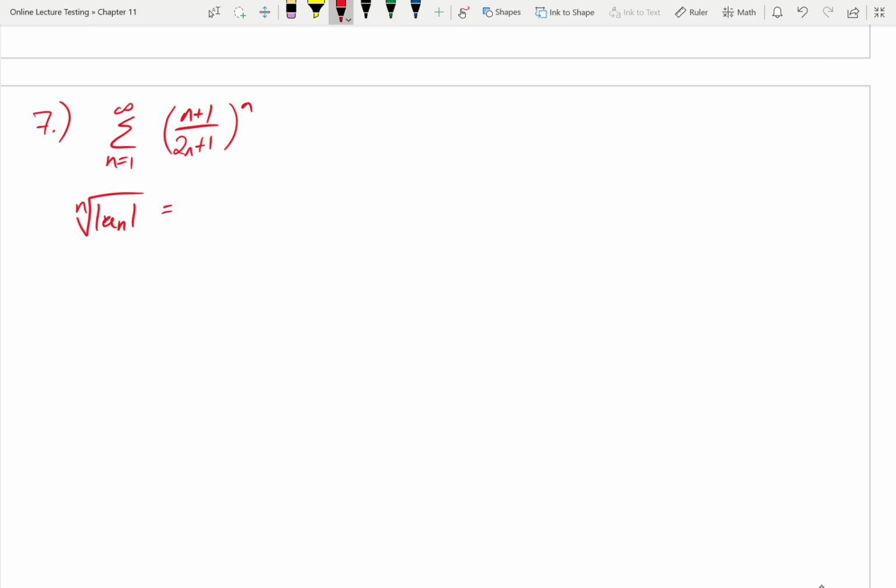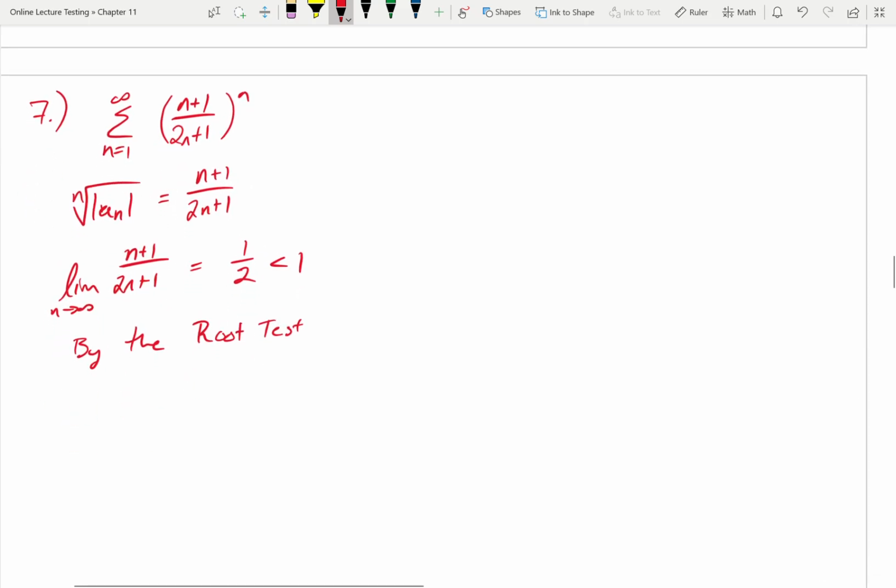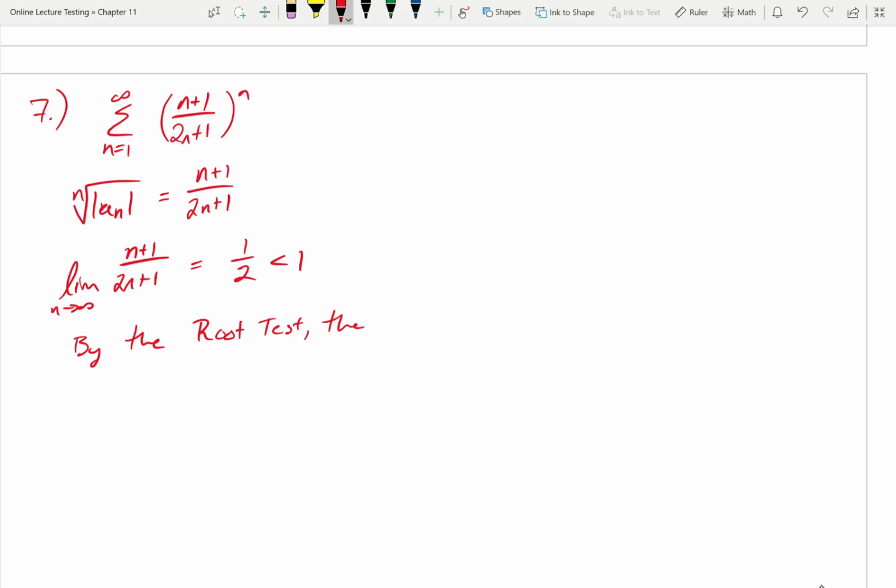All right, so we're going to take the nth root of this. That's going to cancel out. We're left with (n plus 1) divided by (2n plus 1). So I'm going to take the limit of (n plus 1) divided by (2n plus 1) as n approaches infinity, and I'm going to get 1/2. So this is less than 1, so by the root test, the series, and again, you've got to be careful on this, is absolutely convergent.